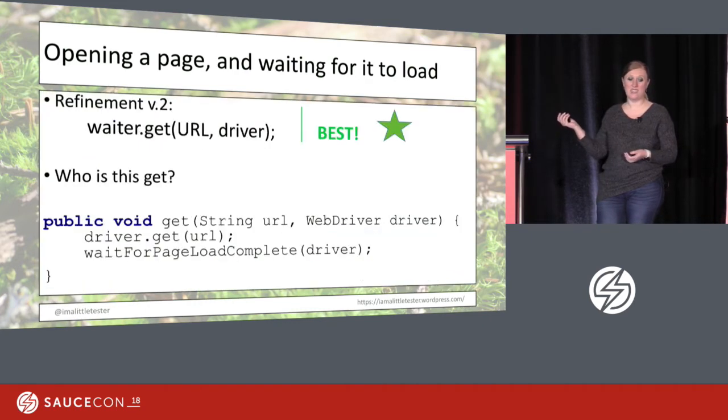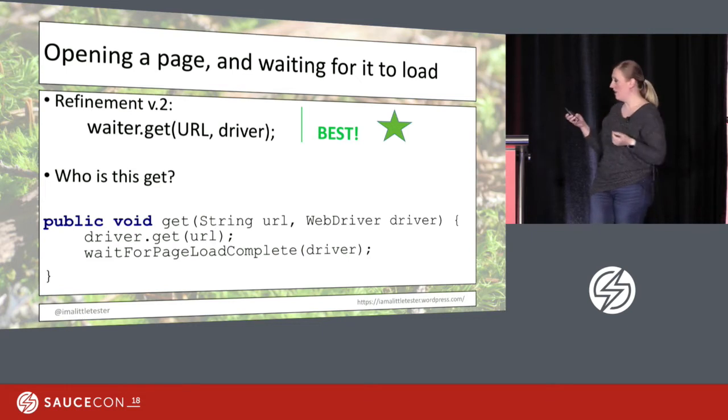So what I usually do, and what I've done in all my examples, is that I will write a custom method, which is going to be called get. So you're kind of overwriting the get method from Selenium. And what this get does is just get the URL and then wait for the page to load complete. So you're just writing a very small method that calls driver.get, and then it calls the waitForPageLoad. And this way, you get to this simpler version where you're just saying waiter.get URL.